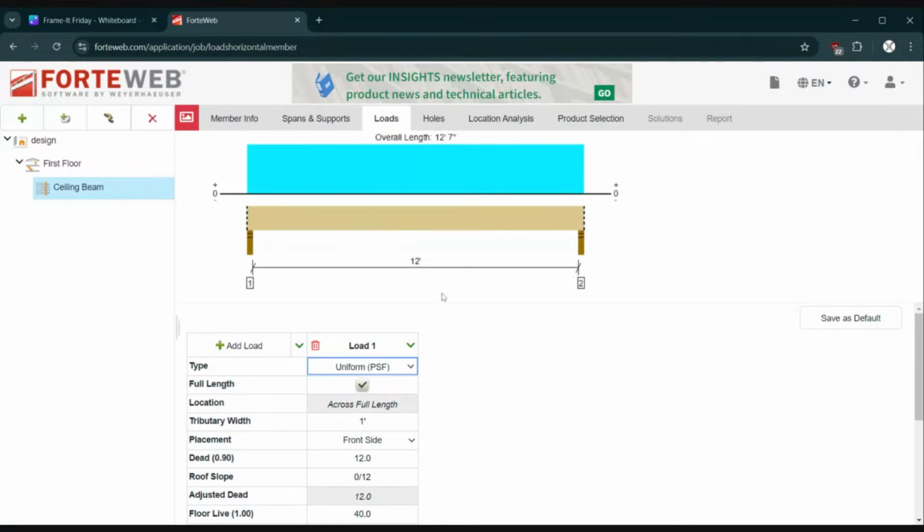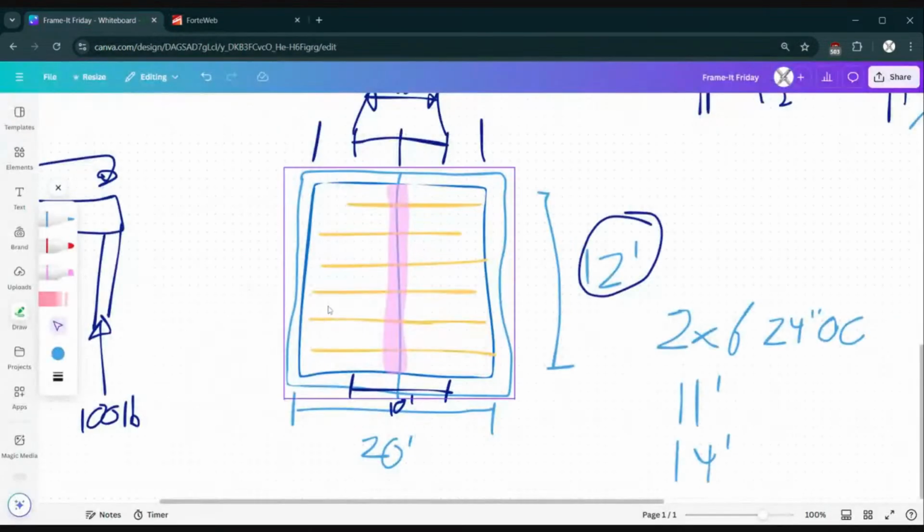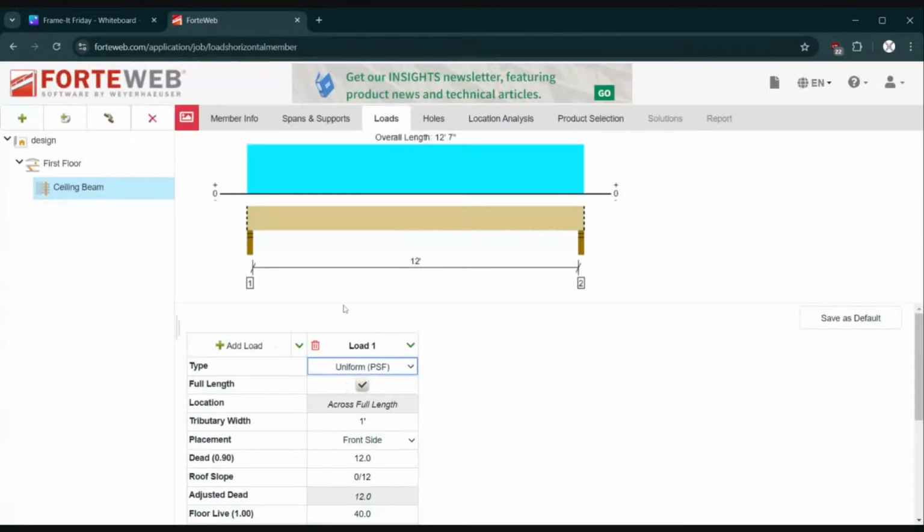Now, where would you have a point load? If you had a whole bunch of roof braces coming into one spot, that is a point load because all the weight is coming into one place. Most of the time, though, it's spread out. So this is where that tributary width comes in. Because I'm going to say uniform pounds per square foot, full length of the beam.